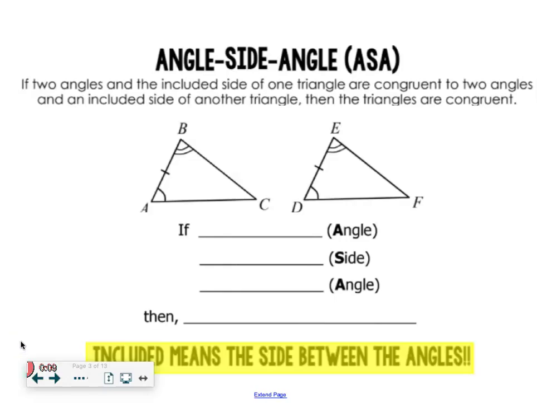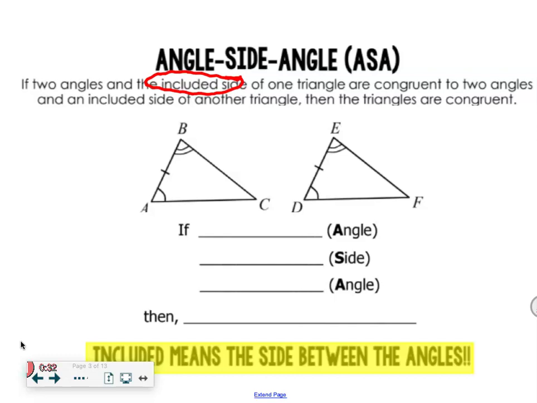Okay, let's talk about angle, side, angle. This is when you have two angles and the side between the two angles. Will you guys circle the included side, so you know that you need the side between your two angles for angle, side, angle.